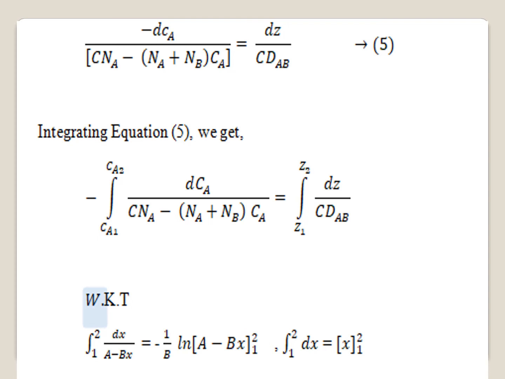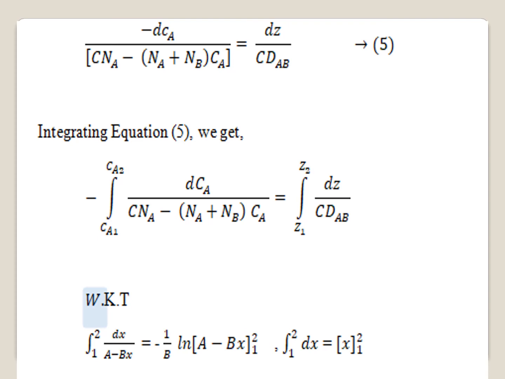So we know the formula: the integration of dx divided by (a minus bx) is equal to minus 1 by b ln of (a minus bx), from limit 1 to 2. On the RHS side, the integration of Z1 to Z2 is simply dz, so x is z, then substitute the limit 1 to 2. Are you clear or not? Okay, compare these two. Which one is the x, which one is the a, which one is the b?